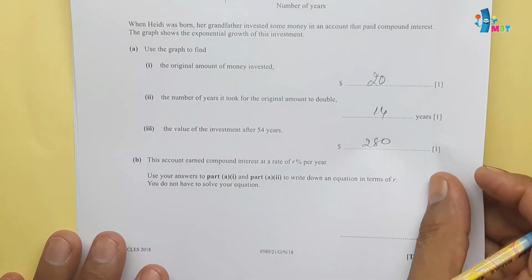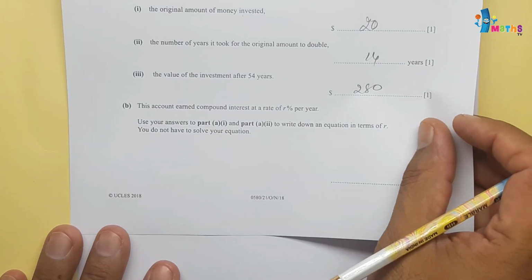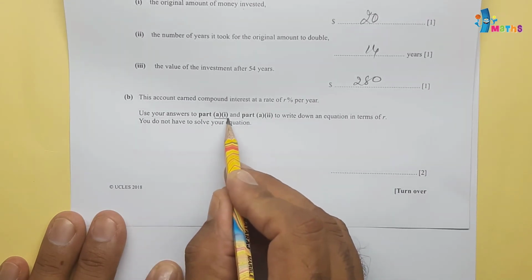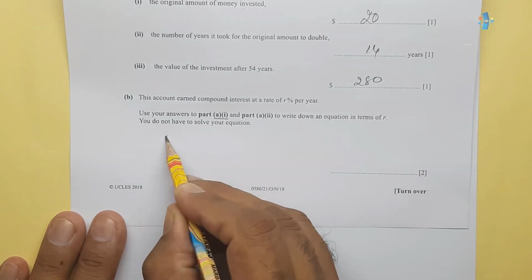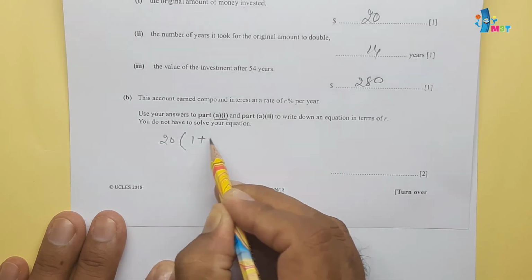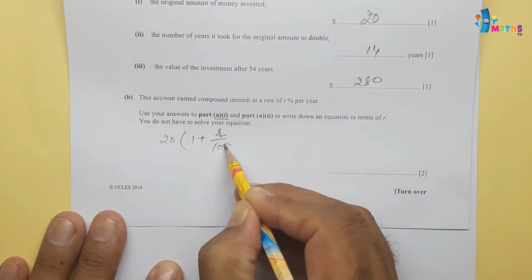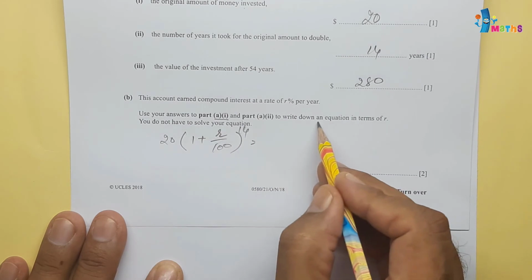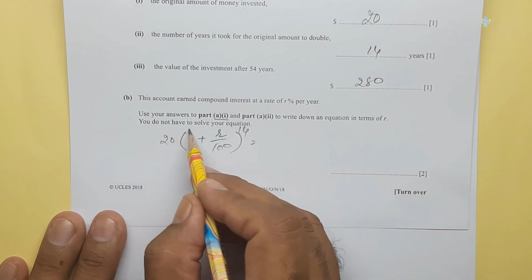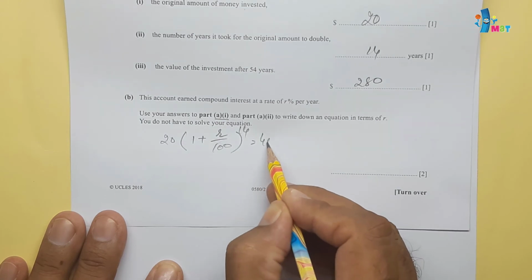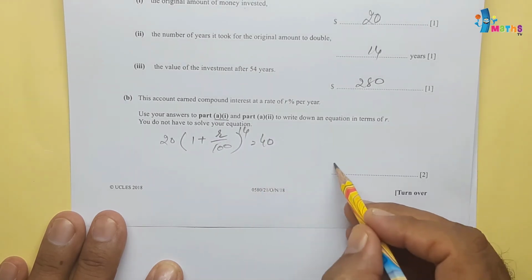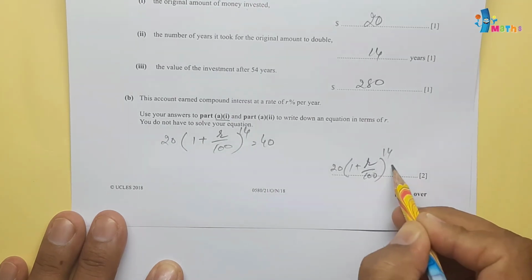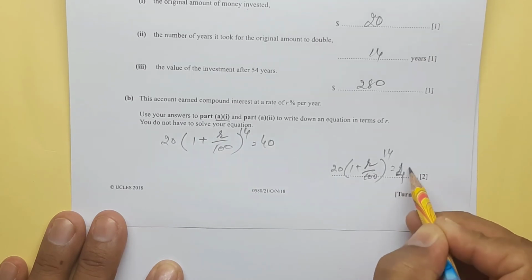This account earned compound interest at a rate of R% per year. Use your answer to part A1, which is 20. So the initial amount will be 20 and the exponential increase will be 1 plus R over 100, and the duration will be how much? Duration will be 14 years. They are asking to write down an equation in terms of R. You do not have to solve the equation. So this will be equal to double, which is 40. So this is our answer. We can write the equation over here: 1 plus R over 100 raised to power 14 is equal to 40.